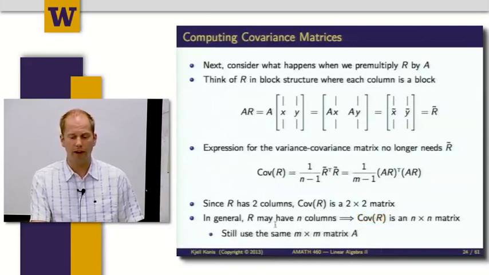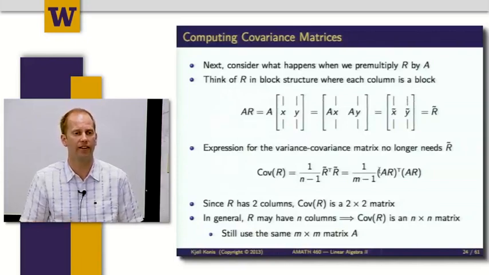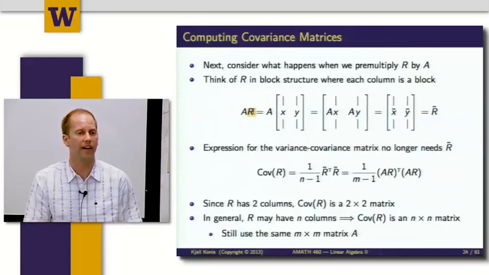And the nice thing about this is the A only depended on the number of observations. So it only depended on the number of rows in R. So it was the length of each one of these vectors, M, because it was I minus EE transpose over M. So this matrix A stays the same regardless of how many columns I decide to put into R.